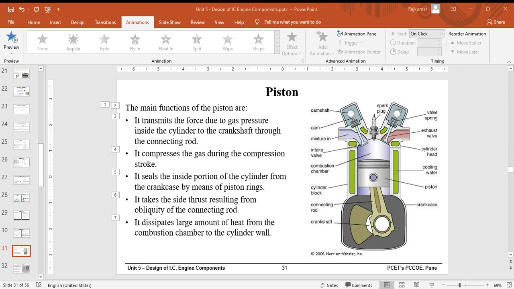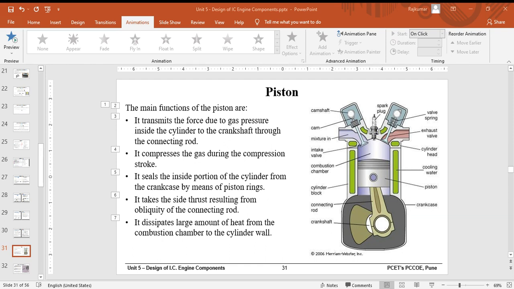So the piston head is provided with a number of ribs for the following reasons. First, it strengthens the piston head against the gas pressure. Here you can see the ribs are in contact with the cup, so it increases the strength by supporting it. They increase the rigidity and prevent distortion of the piston head.